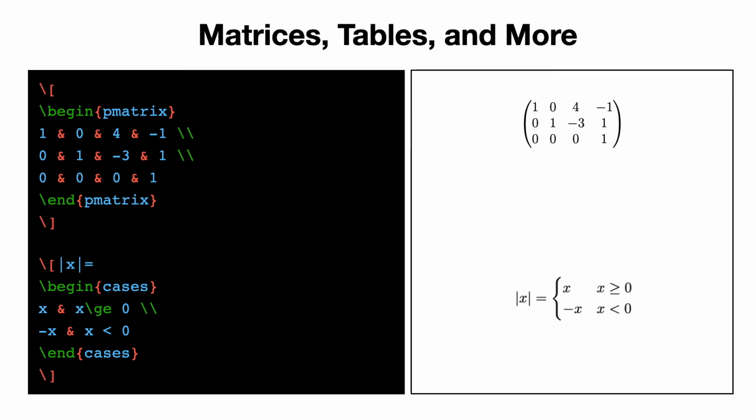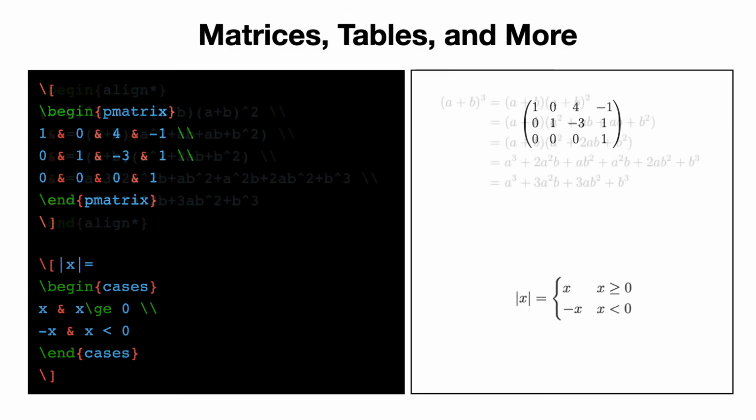On the inside of the code, it will say x ampersand x is greater than or equal to 0. That gives us the first row. Double backslash moves us to the next line. -x ampersand x less than 0 will produce the second row. And you could continue on if you had more in your piecewise defined function.